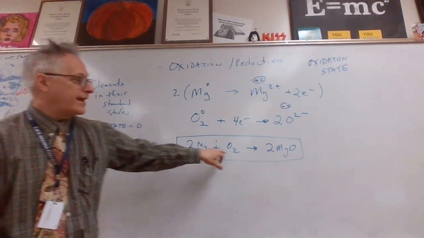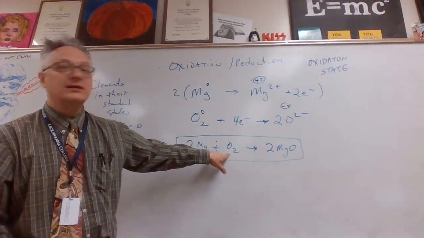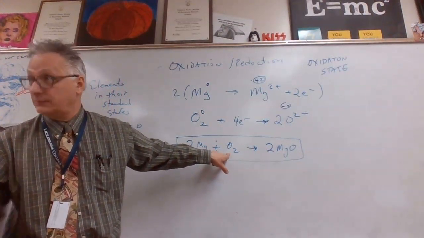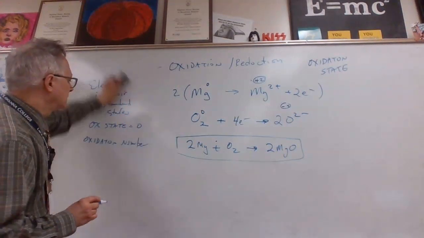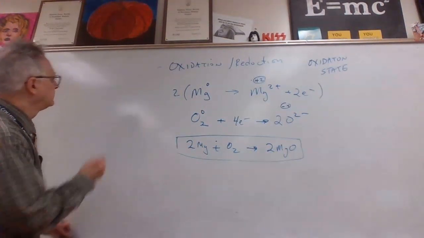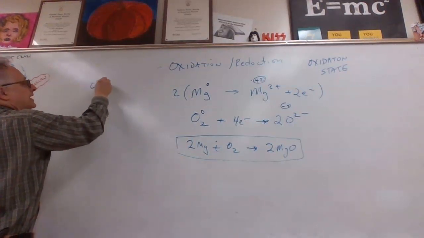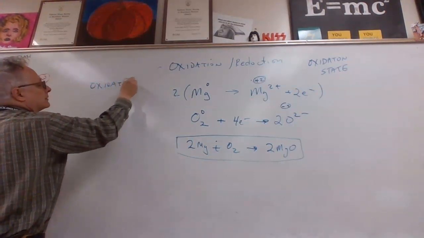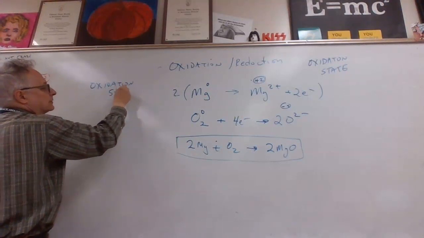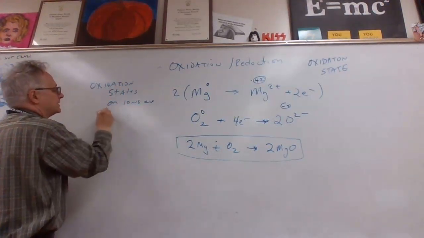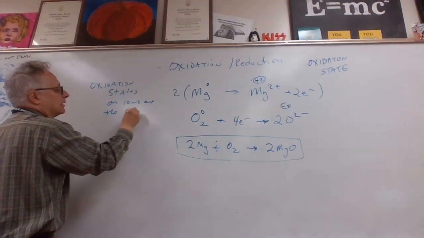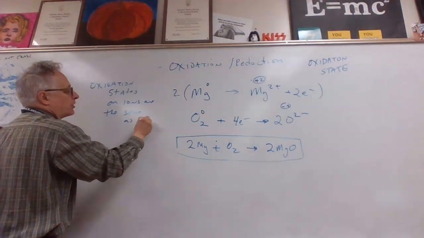So we know that elements in their standard states have oxidation numbers of 0. That was our rule number 1 here. The next one is: oxidation states, or numbers, on ions are the same as the charge.